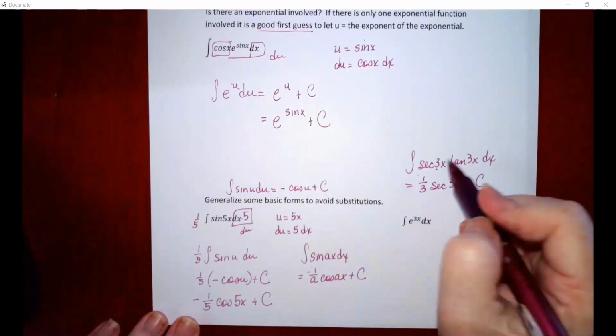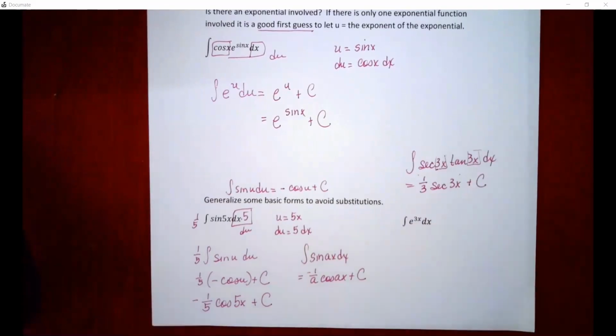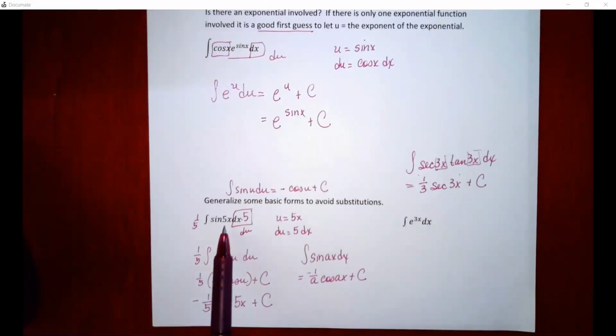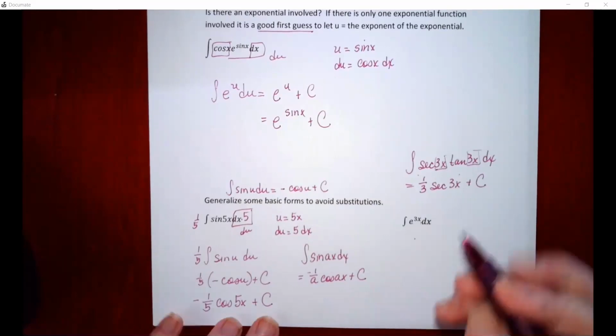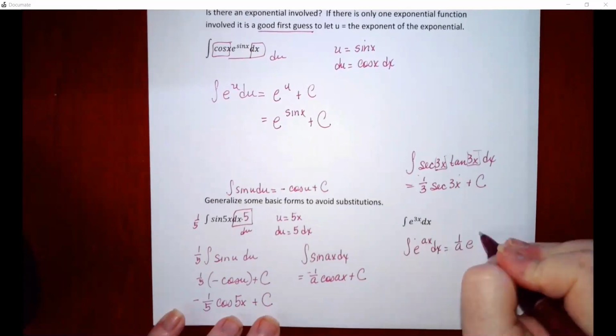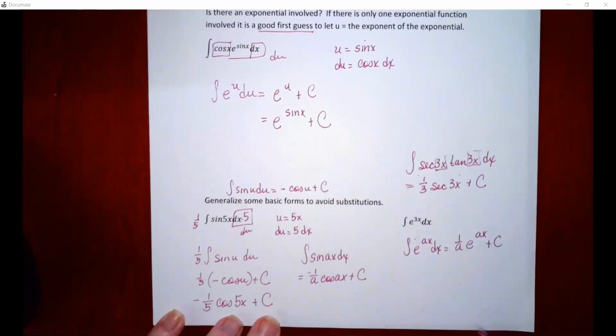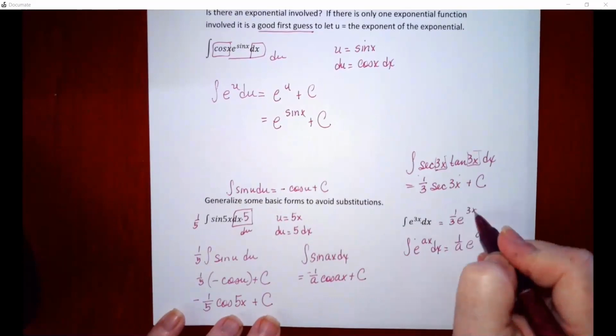Now, could you instead go through and use u equal 3x and get the same process? Absolutely. But for some problems very close to basic, with a little bit of difference in that we have a constant multiple, we can skip the u substitution if we know the process. Okay, so the same thing is true when you take e to a constant times x. The integral of e to the ax dx will be 1 over a e to the ax plus c. So the integral of e to the 3x dx would be 1/3 e to the 3x plus c.